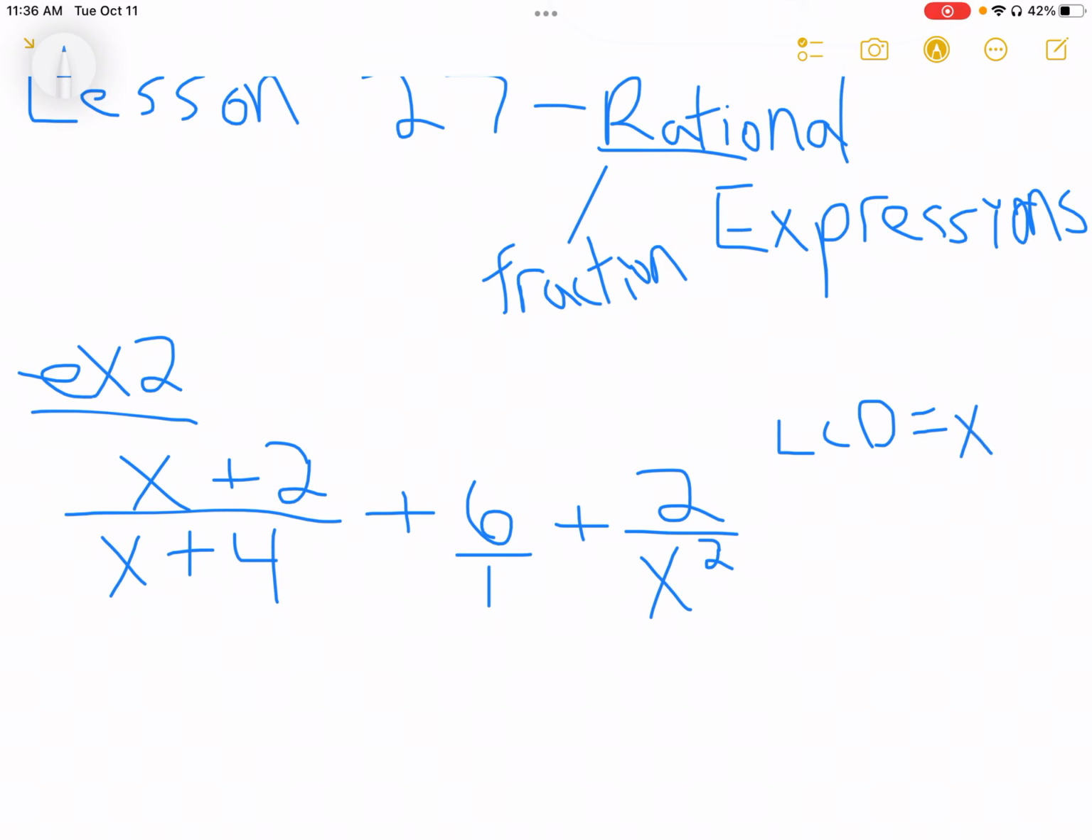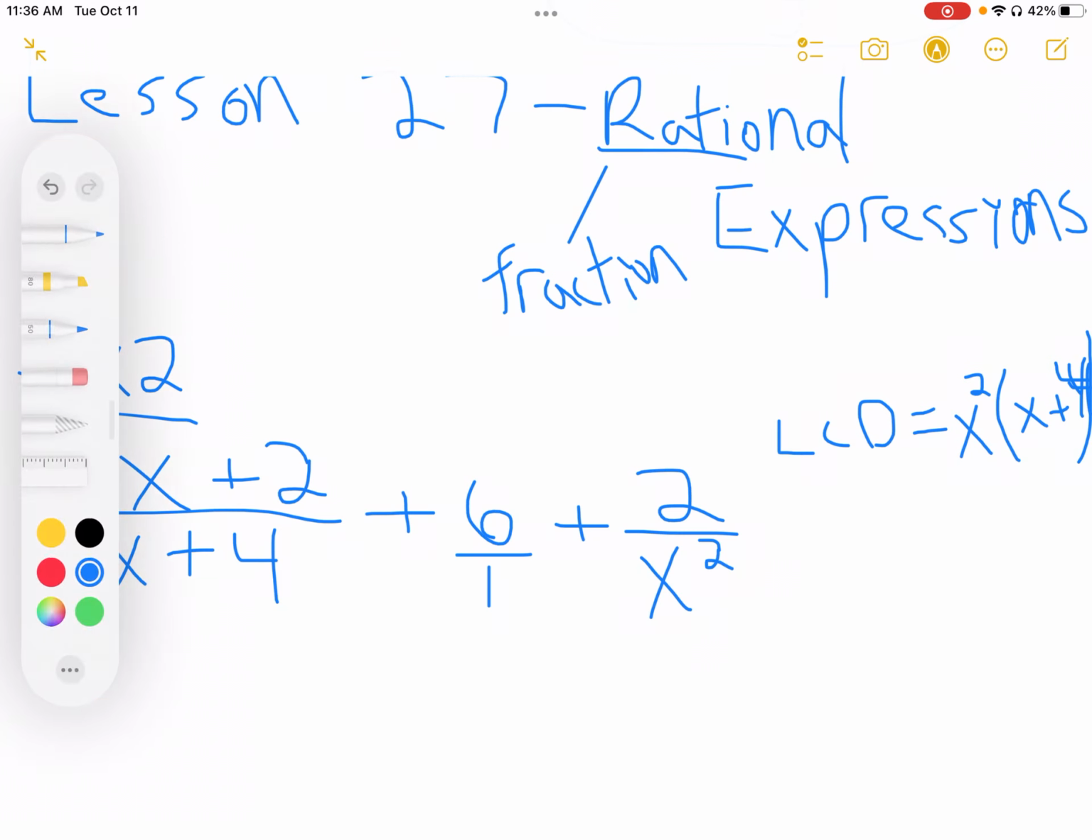So our least common denominator, we'd have to get everything to have x squared on the bottom and x plus 4. Okay. And I messed up here because I don't have enough room here, but x squared, x plus 4, right? Got that? So x squared, x plus 4. Let me fix this real quick. X squared, oops, there we go. X squared, x plus 4. Okay. So that's my least common denominator.